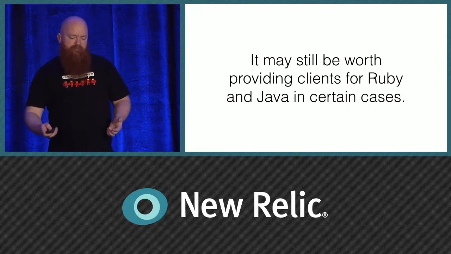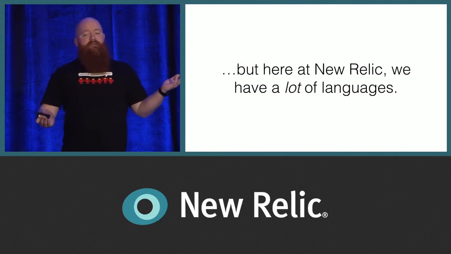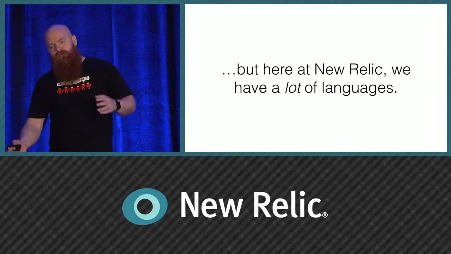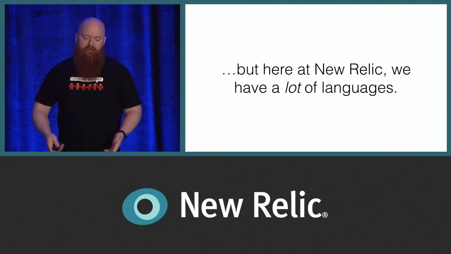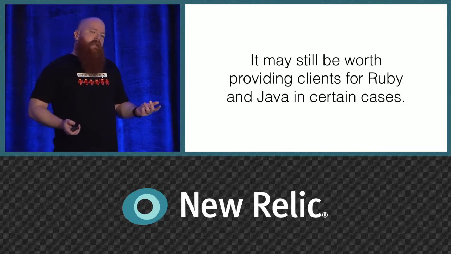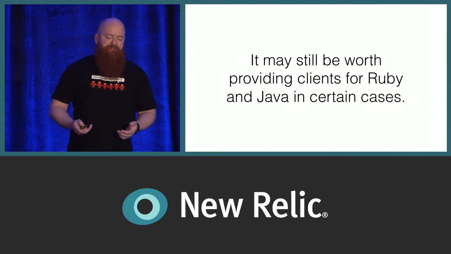The downside of that is that here at New Relic, we have a lot of languages. Like 3 years ago, maybe we could have said Java, Ruby, you're done. Today, not so much. We have some Node, we've got Elixir, we've got Go, we've got Python maybe. We've got a lot of stuff around here, more stuff coming all the time. It might still be worth writing some clients in Java and Ruby in certain cases, especially like security-sensitive stuff.